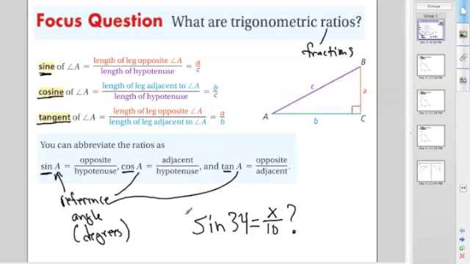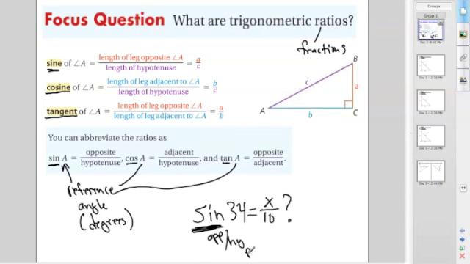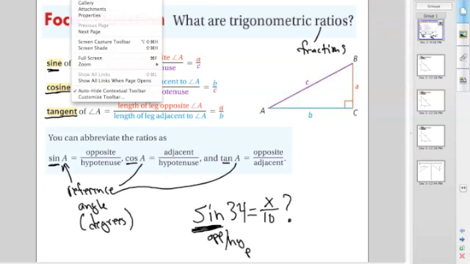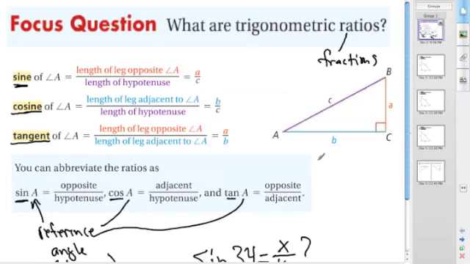The key here is you have to know what sine is. Sine is opposite over hypotenuse. I'll give you a minute to copy this down, or just hit pause and copy it. So we're going to apply it in the next slide, the sine, cosine, and tangent.